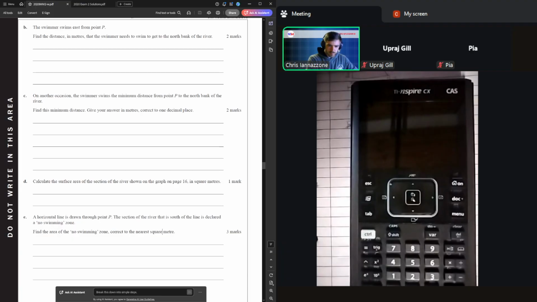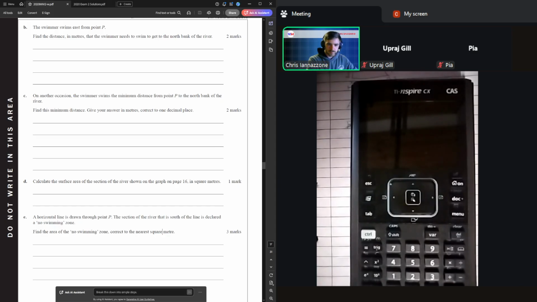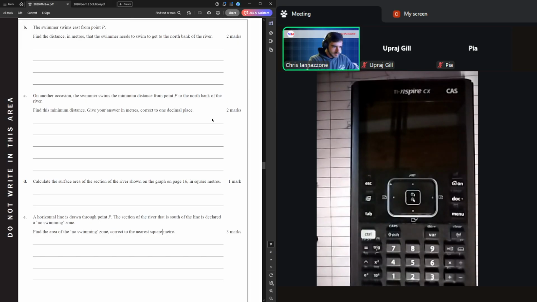Alright. Part E, next up. Horizontal line drawn through point P. We kind of already did something similar. The section that is south of that line, so down of it, is declared as no swimming zone. This is a very similar question to D.